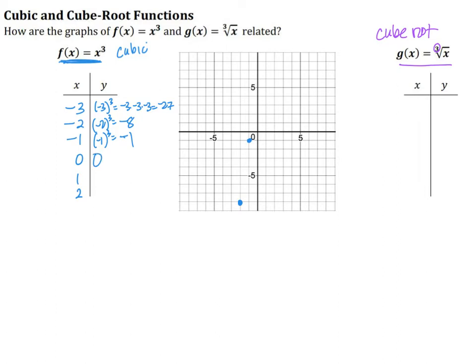If I cube 0, 0 times 0 times 0 is 0. 1 cubed is 1. 1 times 1 times 1 is 1. And 2 cubed, oops, is 8. 2 times 2 times 2, that's 8. So if we connect these with a smooth curve through there, then this is your cubic function.